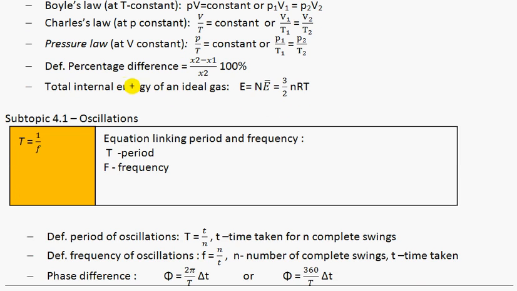Also, you should know what percentage difference means. So if one quantity changed from x1 to x2, percentage difference is the change divided by the value, multiplied by 100. If you want to know the total internal energy of an ideal gas, you should multiply the number of molecules by the energy of one molecule. You will get an interesting formula, 3/2 nRT, number of moles and gas constant.